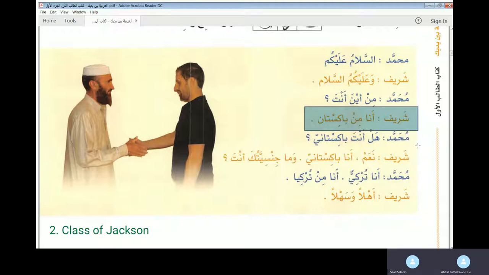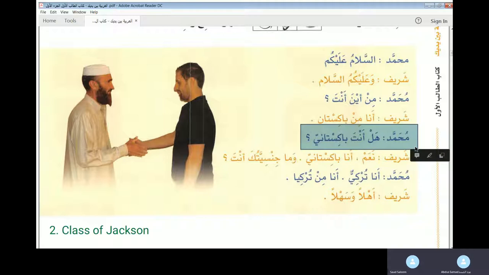Sharif: Ana min Pakistan. I am from Pakistan. Muhammad: Hal anta Pakistani? Hal means are. Are you from Pakistan? Are you Pakistani?